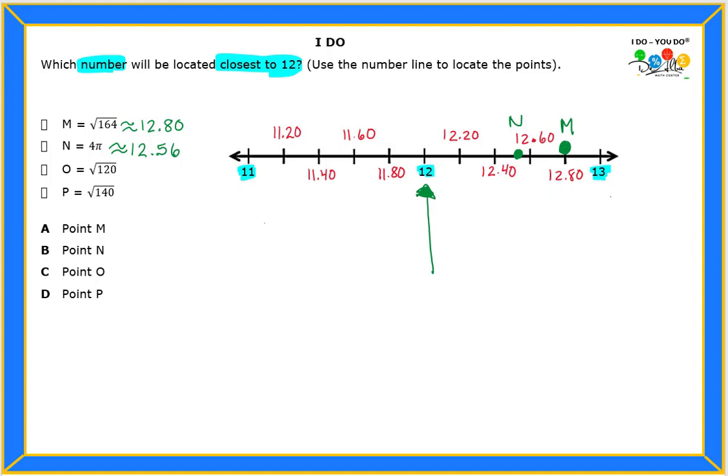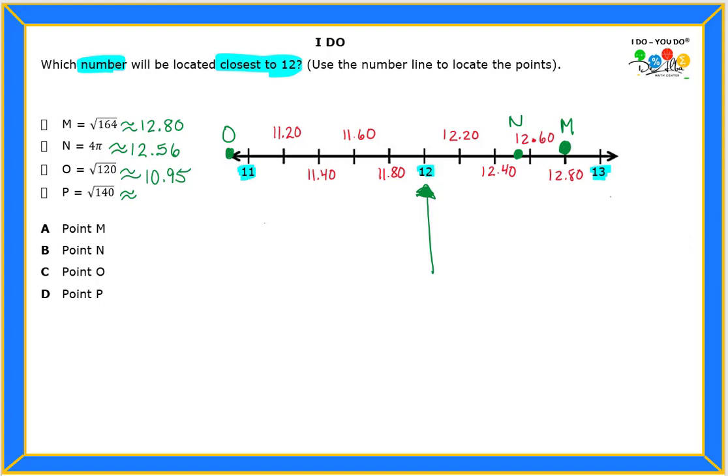What about O? For the approximation, find the square root of 120. And that's very close to 10.95. So that's a little bit to the left of 11, right? Yes, it will be somewhere over here. And this will be my O. What do you think? That's further away? It seems like it, right? Yes. And the last one is the square root of 140.